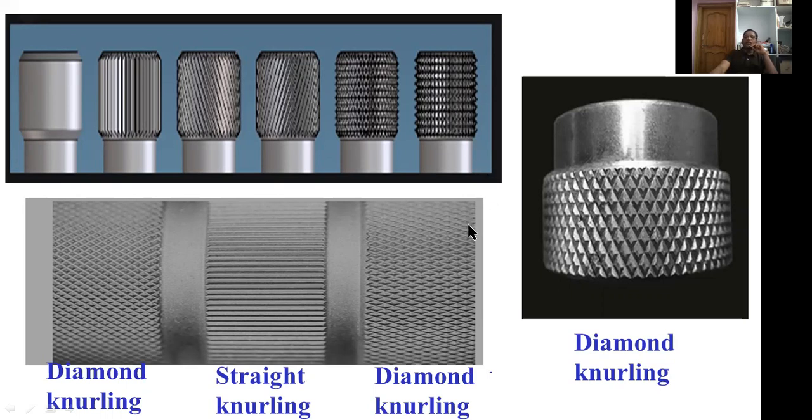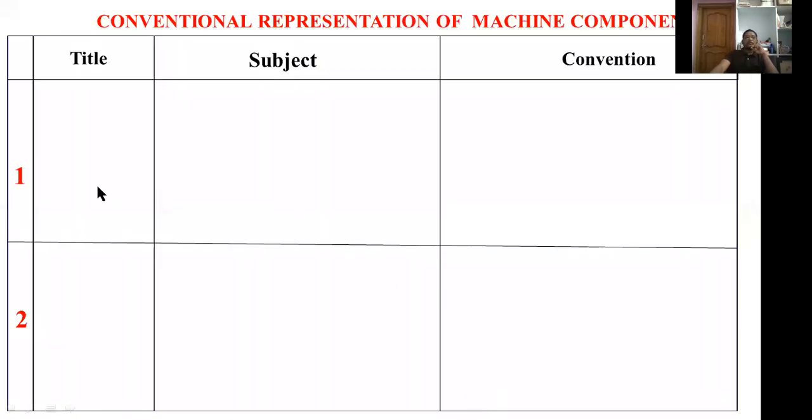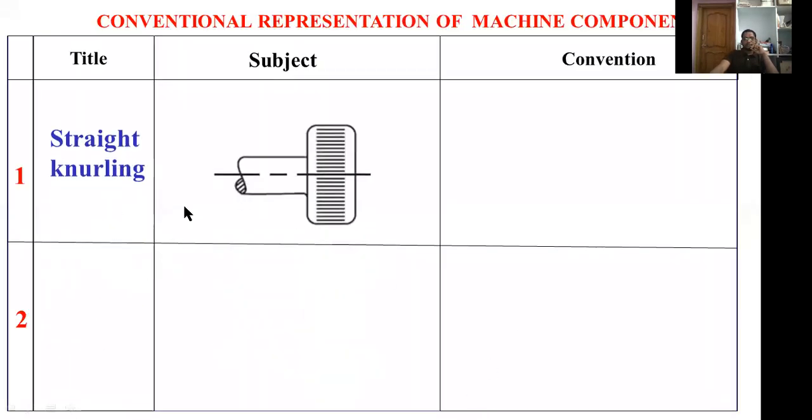How to represent this type of knurlings? How to draw the conventional representation of straight knurling and diamond knurling. In the next slide I will show you how to represent straight knurling and diamond knurling. Please once again remember, straight lines indicate straight knurling. These crossed lines indicate diamond knurling. I will show you straight knurling.